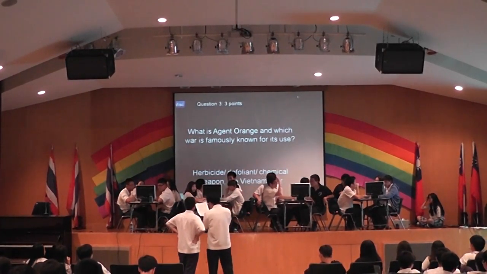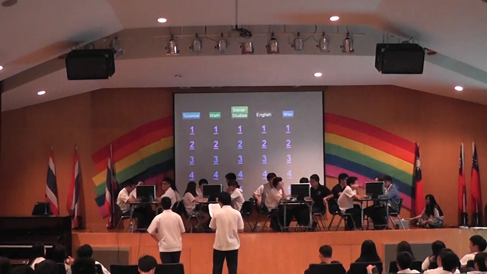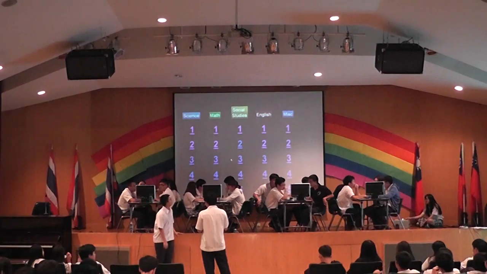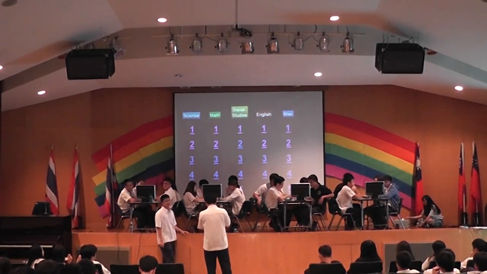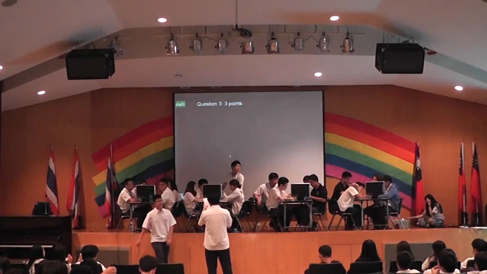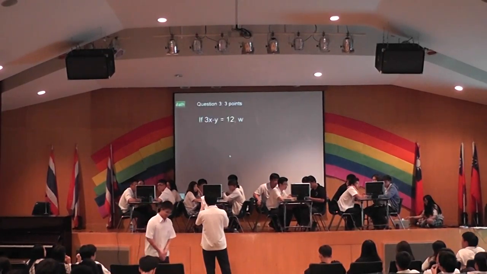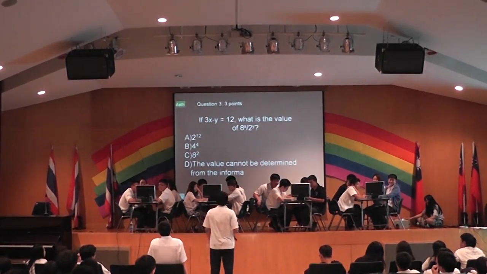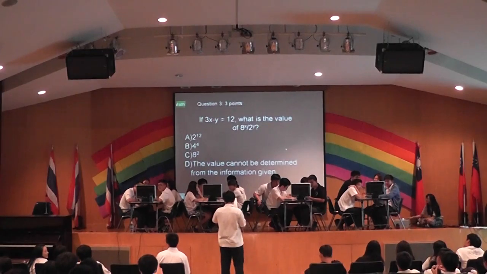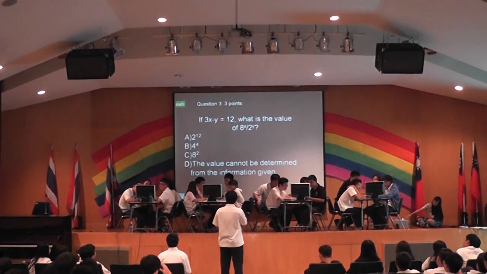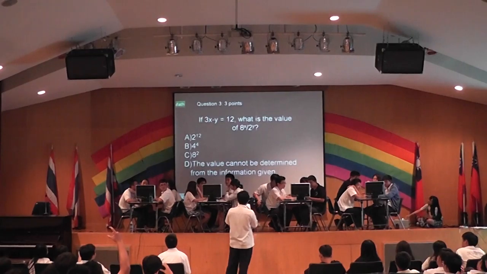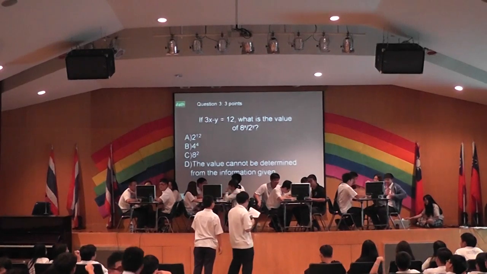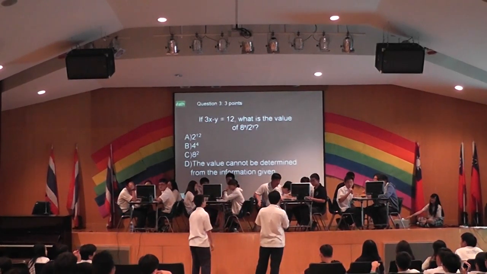Team 1, please choose your category. Math 3. If 3x minus y equals 12, what is the value of 8 to the power of x divided by 2 to the power of y? Team 2. C. That is incorrect. Team 4. That is correct.